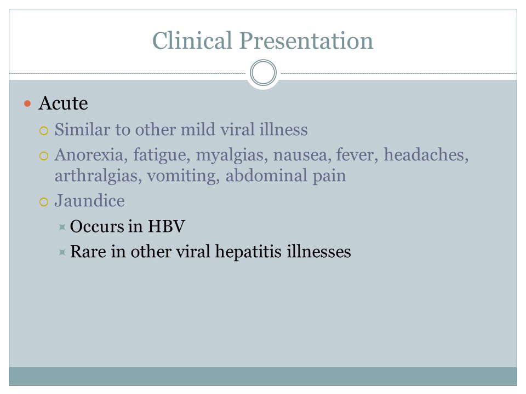When the patient presents acutely, it's very similar to other mild viral illnesses, with the fatigue, malaise, joint pain, nausea, headaches, some abdominal pain, may have some jaundice, and jaundice is rarely present in the hepatitis viruses other than hepatitis B initially.